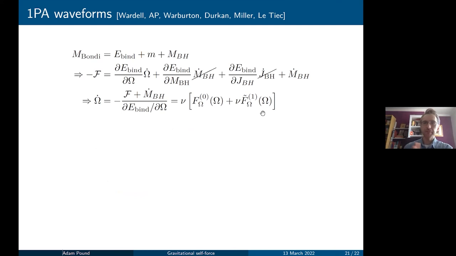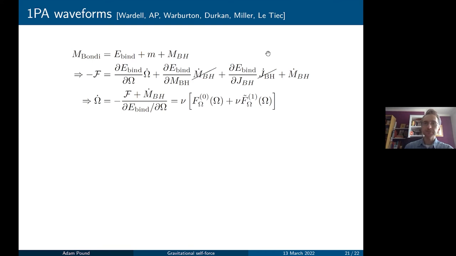There's some little approximations we do on top. So for example, I am just crossing out these two terms. That's because m dot and j dot numerically are very small. And so while in principle these two terms are 1PA terms, numerically they're negligible and we just throw them out.